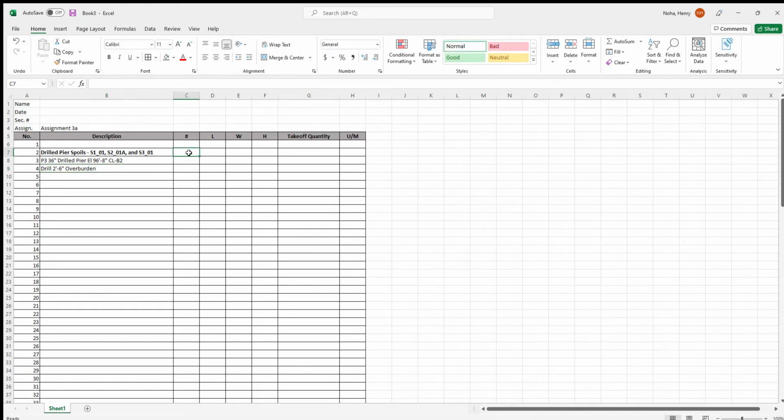And then there's going to be three sections to this. We have the drilled pier spoils, the drilled pier concrete, and then the drilled pier rebar. And they're basically all set up pretty similarly to where you have the heading. And then here you have number, length, and then cubic foot per linear foot. These can center as well.